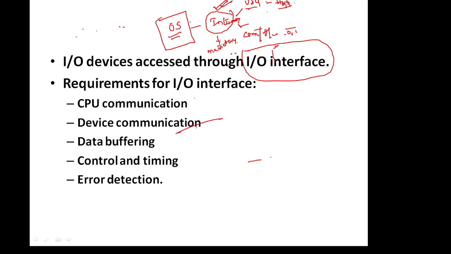So what are the requirements? CPU communication is required, device communication is required, data buffering is required, control and timing, and error detection. These are the things that are required for the I/O interface, fine.